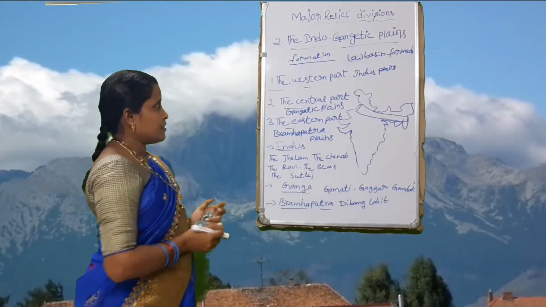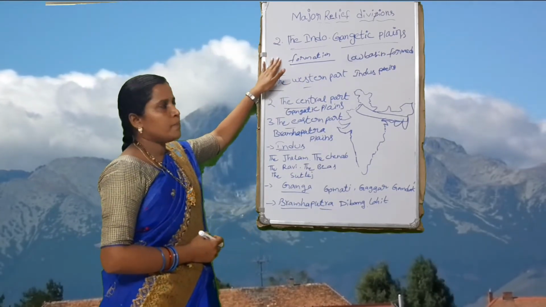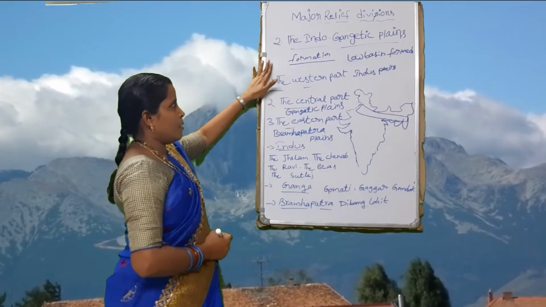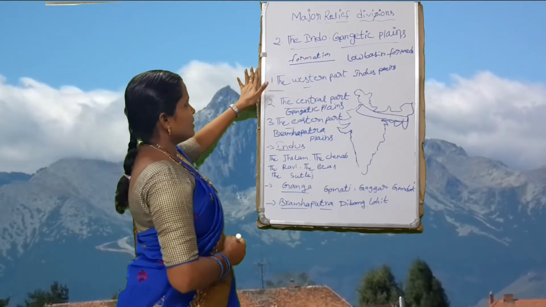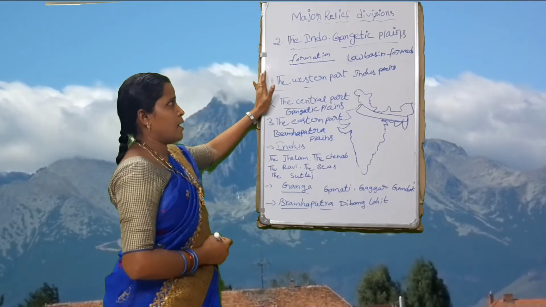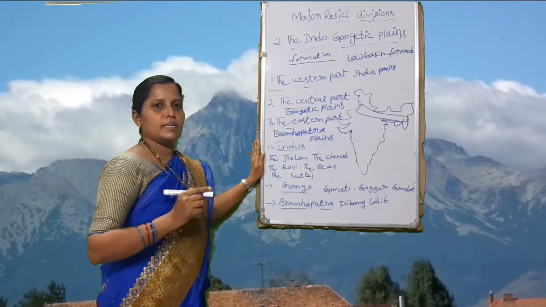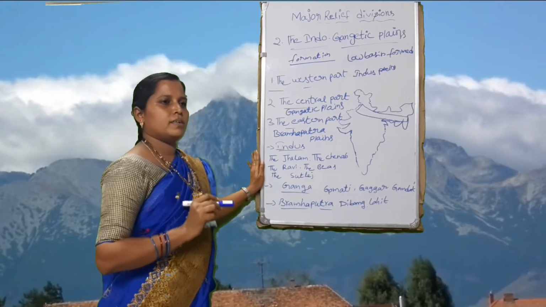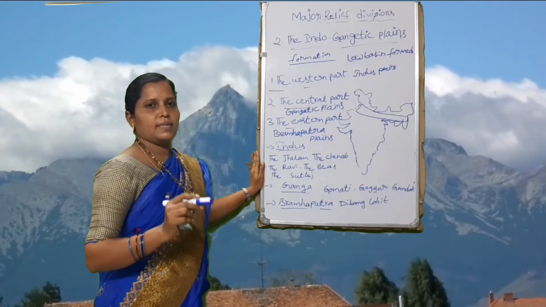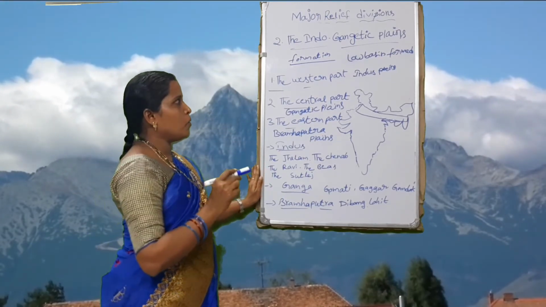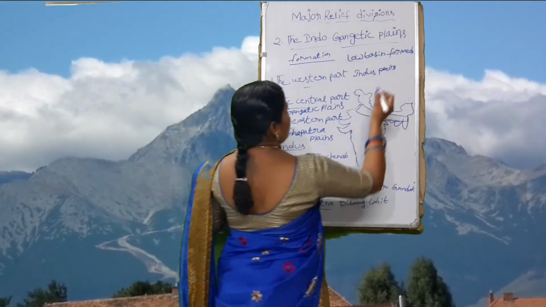Children, I will explain once again. The Indo-Gangetic plains were formed 200 million years ago. Our peninsular Indian plate collided with the Eurasian plate. In this situation, a low basin formed.